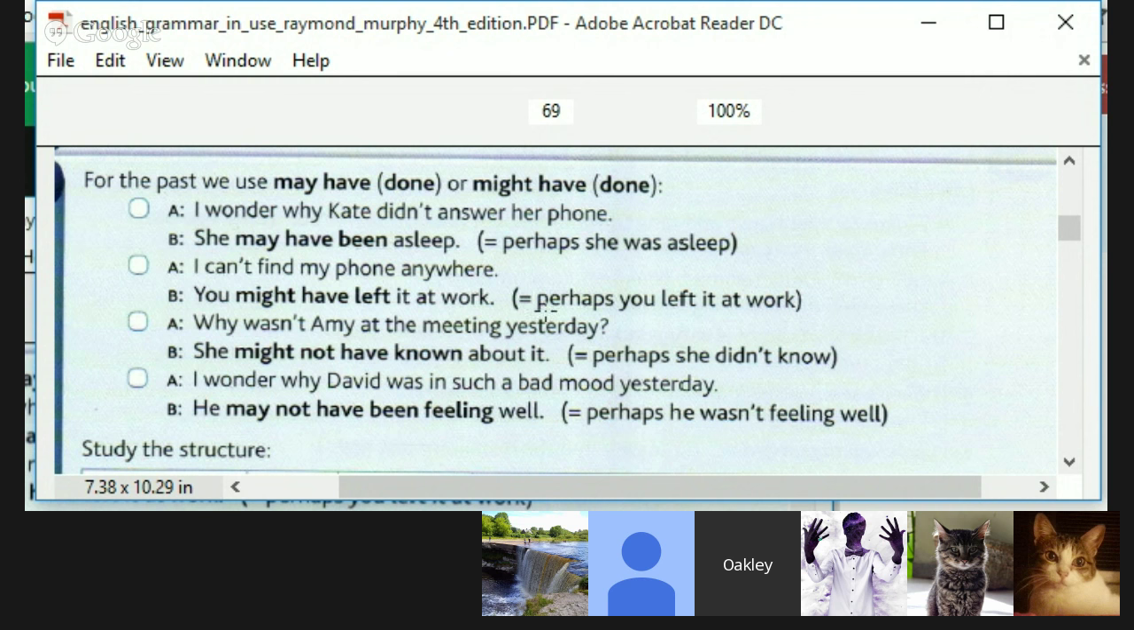Okay, past tense. We are going to use these constructions. Very important you remember this. May have and then the past participle of the verb. For example, might have done. Done is just an example. Whatever the verb is, it will be past participle.